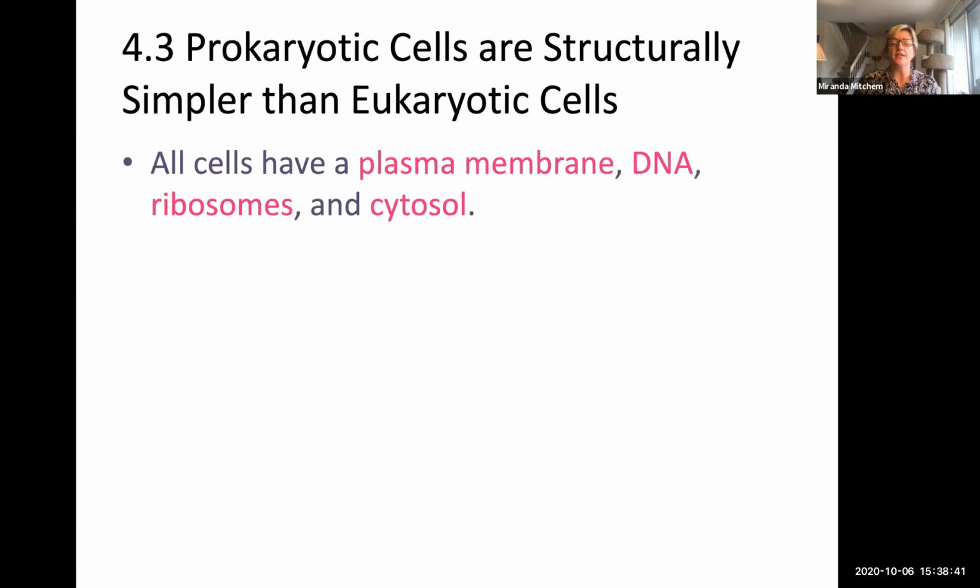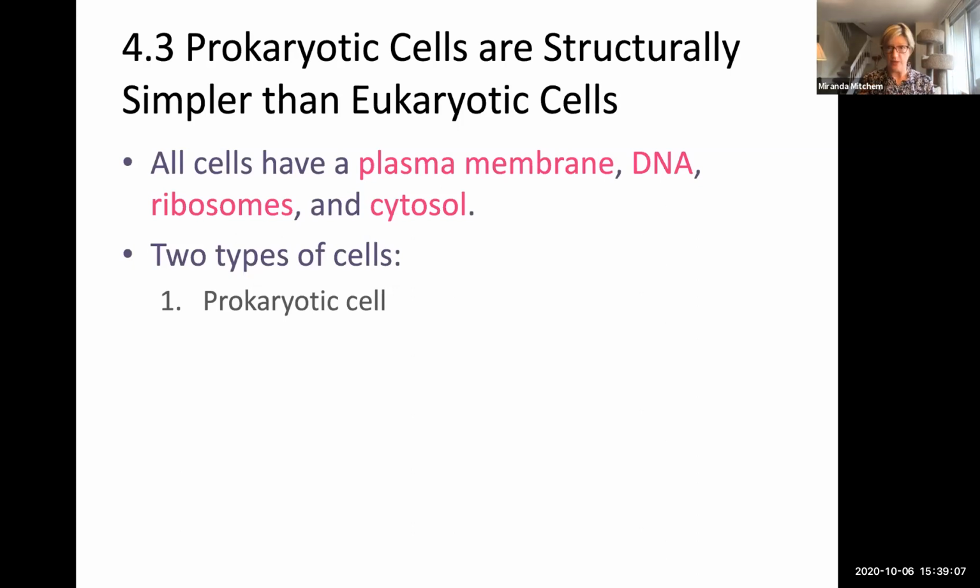Now, our prokaryotic cells are much simpler. Every single cell, though, does have a plasma membrane, prokaryotic or eukaryotic. They have DNA, they have ribosomes, which are needed to make protein, and then they have that fluid component, the cytosol. We've got our prokaryotic cells, which are simpler. They're smaller on average, and then the eukaryotic cells. So our cells are eukaryotic. The cells of a bacteria or archaea, they are prokaryotes.